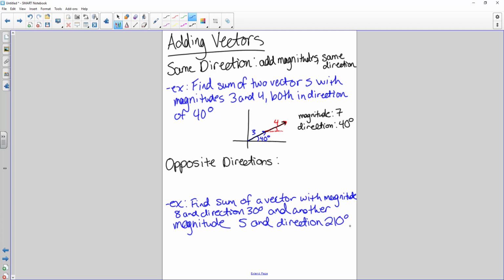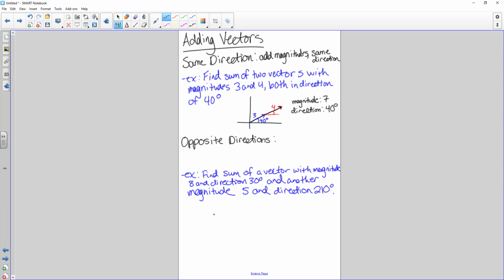Let me sketch this out to see what it looks like. The magnitude of 8, direction of 30, is going to be something like this. 30 degrees, magnitude of 8. The second one is magnitude of 5, direction of 210. So here's 180, and all the way around, this is 210, with a magnitude of 5. If we look at it, they make a straight line. They're going in exactly opposite directions.